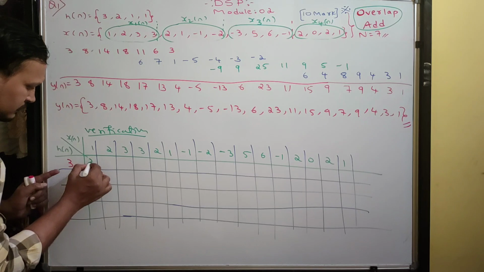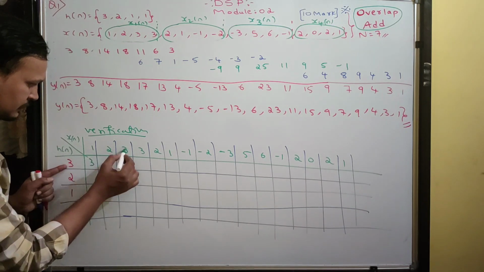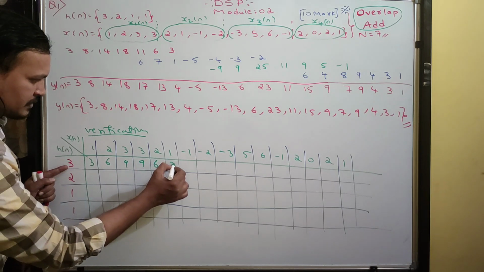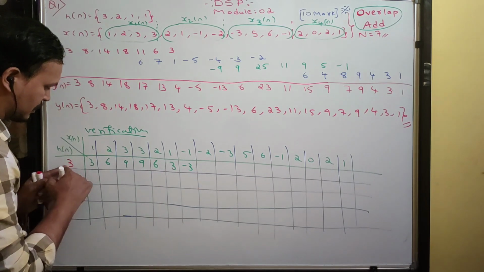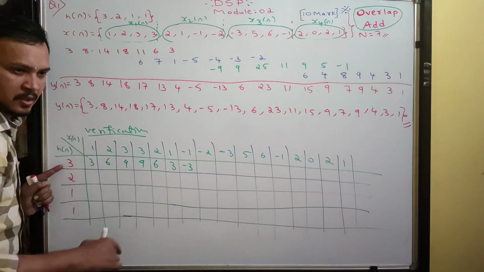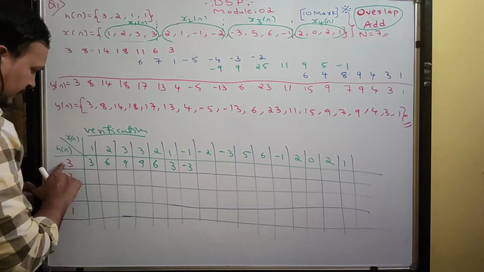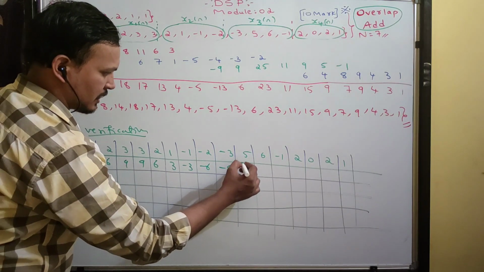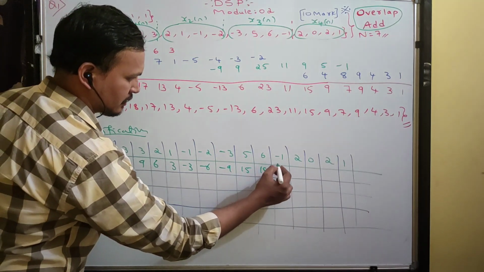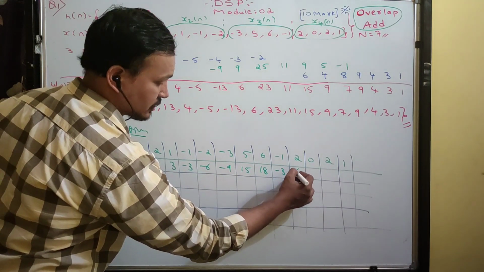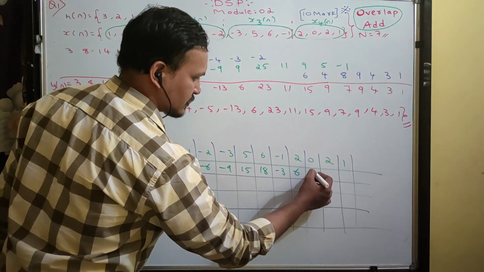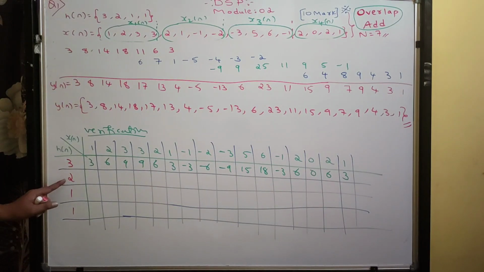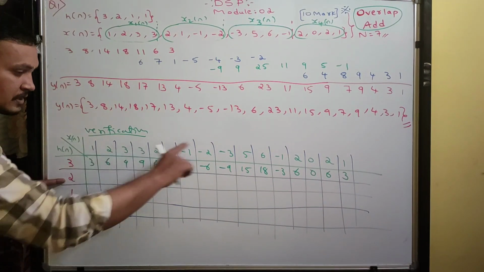3 1 ja 3, 3 2 ja 6, 3 3 ja 9, 3 3 ja 9. Okay, 3 2 ja 6, 3 1 ja 3, 3 into minus 1 minus 3. See, multiply all these numbers and write that answer here. Okay, 3 into minus 2 minus 6, 3 into minus 3 minus 10, 3 5 ja 15, 3 6 ja 18, 3 into minus 1 minus 3, 3 2 ja 6, 3 into 0 0, 3 2 ja 6, 3 1 ja 3 over.